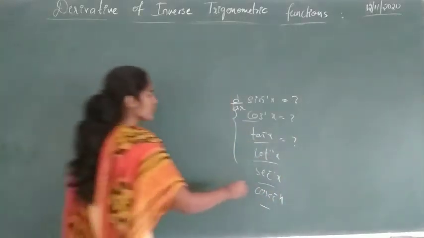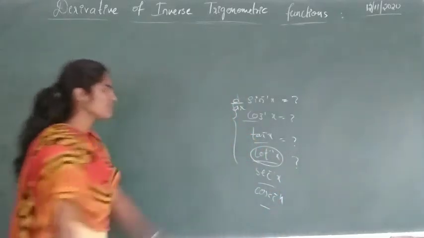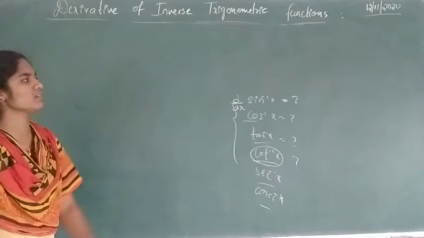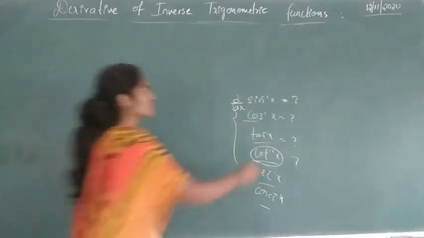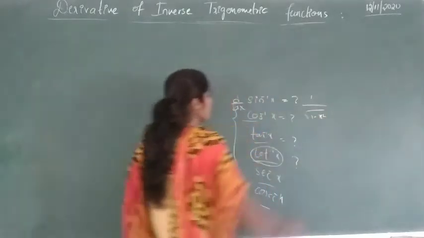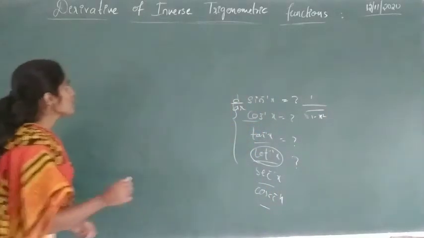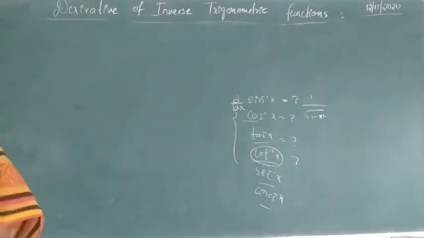How will we find the derivative of these? I have given the formula for this. The derivative of sine inverse x is 1 divided by the square root of 1 minus x square. So how will we get that 1 divided by the square root of 1 minus x square? We will discuss it in this class.